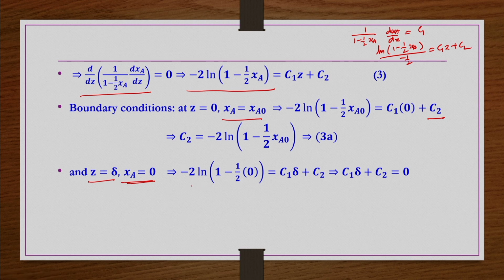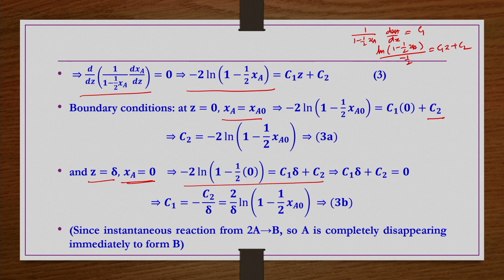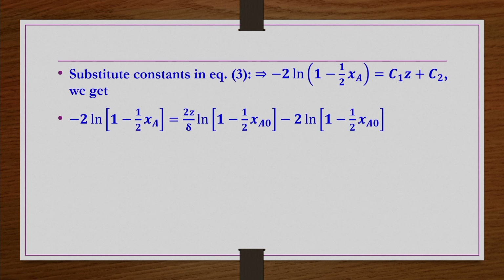So, when you apply this boundary condition, you get ln of 1 is 0, and then C1 delta plus C2 equals 0, that is C1 you get as −C2 by delta. Now you have C2 and C1; these two if you substitute in equation number 3, you will get the concentration profile. So, 2/delta ln(1 − ½ x_A0) is nothing but C1, and −2 ln(1 − ½ x_A0) is nothing but C2. These two we can cancel out.